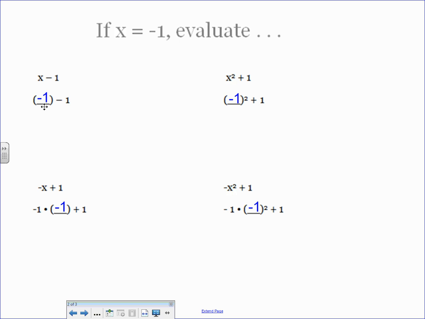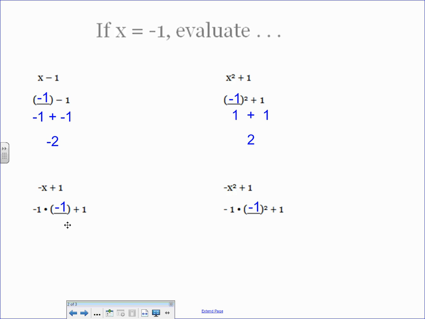So for the first one, it's just negative 1. Negative 1 minus 1 is negative 1, okay? Plus negative 1 is negative 2. This one in parentheses is negative 1 squared. So we're going to do negative 1 squared first. That's negative 1 times negative 1. That gives us 1. Then we're going to add 1, and we're going to get positive 2.